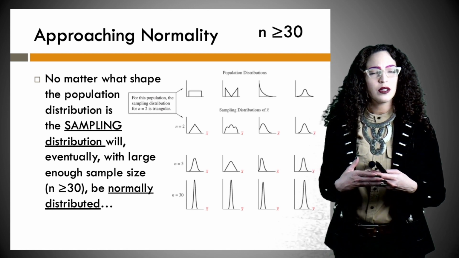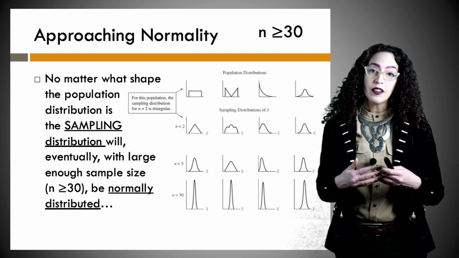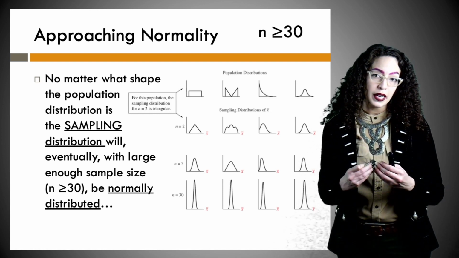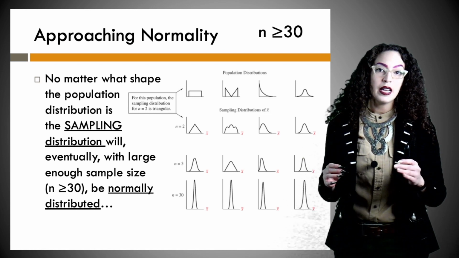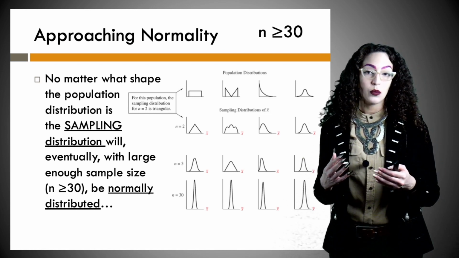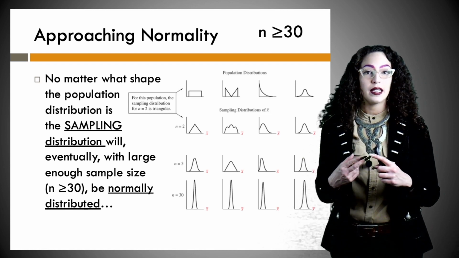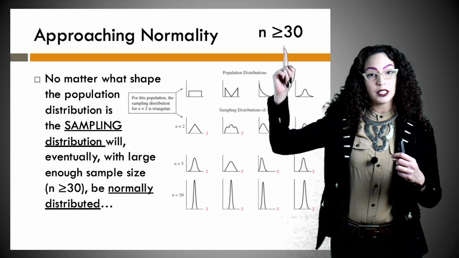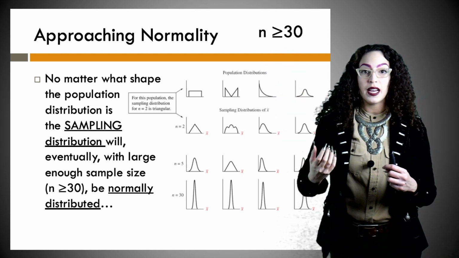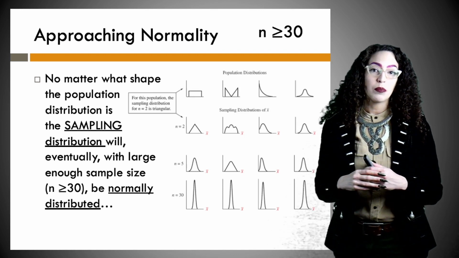So remember, the central limit theorem said that if you take large enough samples repeatedly, even if the original population's distribution, that kind of curve, is not normally distributed, the sampling distribution will always be normally distributed with large enough sample sizes and enough of them. Now, what is large enough? Here's our magic number. With a sample size of 30 or greater, the sampling distribution will approach normality.